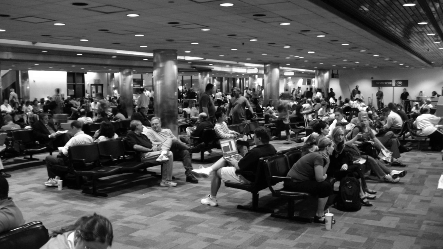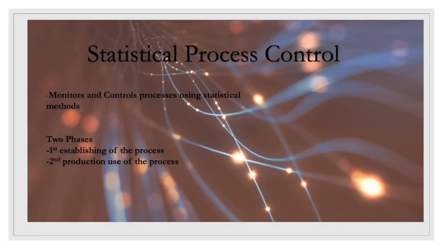So you're probably going to be at the airport for some time because of a delay. And possibly statistical process control could have prevented that. So let's see what statistical process control can do. What it does is, using statistical methods, we can control and monitor the process, so it's basically quality control.